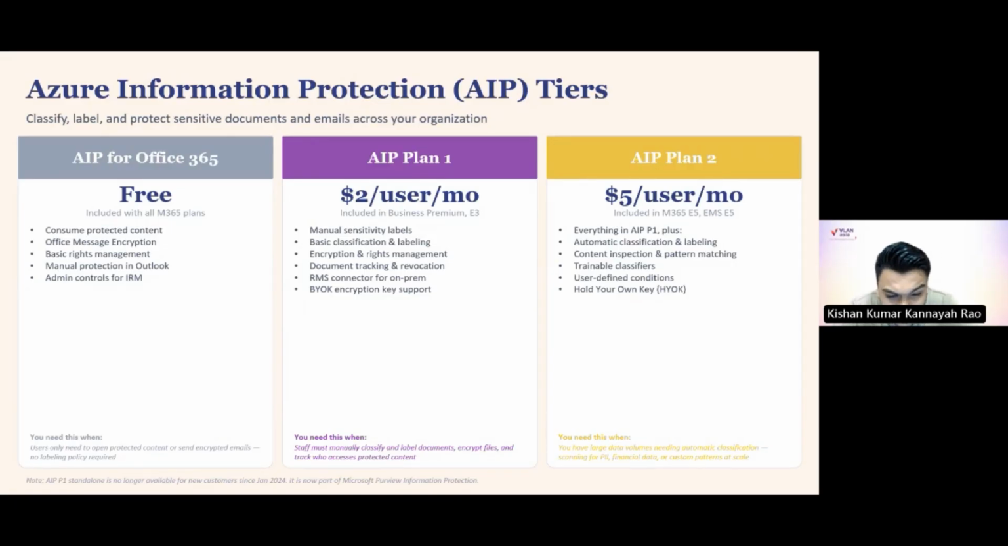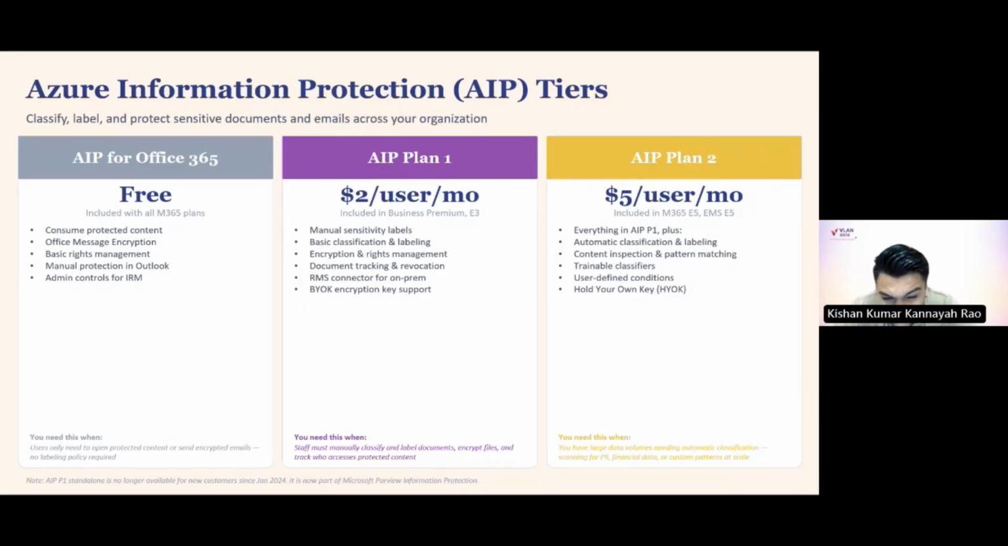So Azure Information Protection has three tiers here. One is the free version. Azure Information Protection is called AIP. This is where we classify, label, and protect sensitive documents and email across your organization. The free version includes consume protection, content, Office Message Encryption, basic rights management, manual protection in Outlook, and admin control. All the basic things are there, which is what we call rights management, and at the backend all the EOP, Exchange Online Protection like I mentioned, is included to safeguard the data.